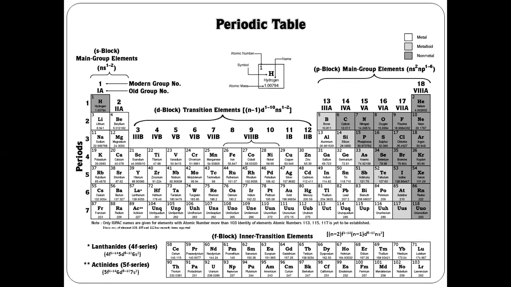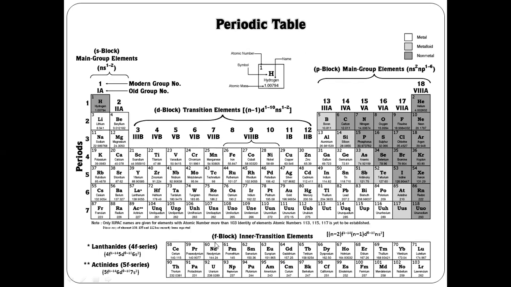Our periodic table is classified into 4 categories. You can clearly see the S block, P block, D block, and F block. The left-hand side block is the S block. The middle is the D block. The right-hand side is the P block, and the lowermost block is the F block.